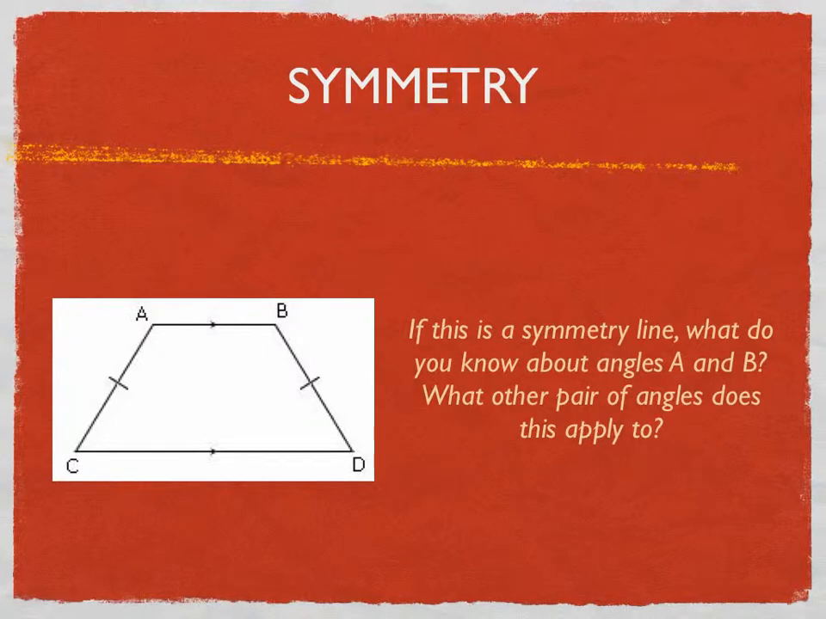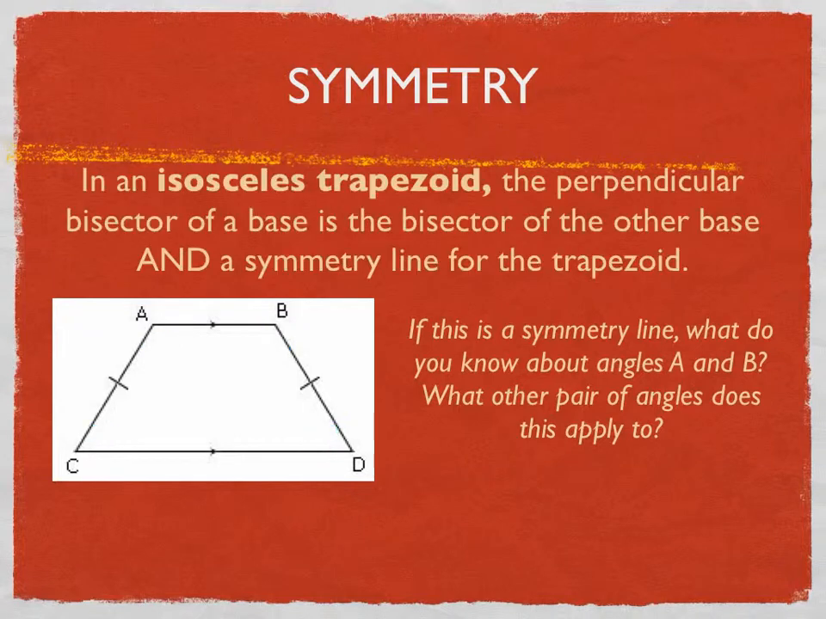Okay, so we just said that on that last slide. Okay, guys, pull it in. We're almost done. We already said, what do we know about angles A and B? Well, if there's a line of symmetry, A would have to be congruent to B, right? And C would have to be congruent to D. Okay, so we know A, this is if it's an isosceles trapezoid.